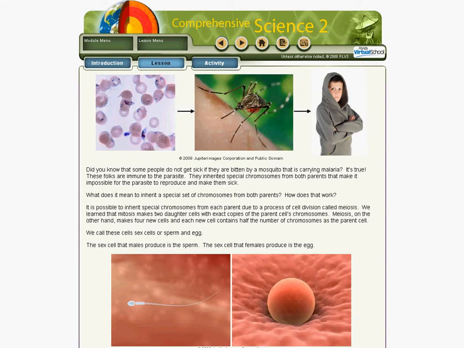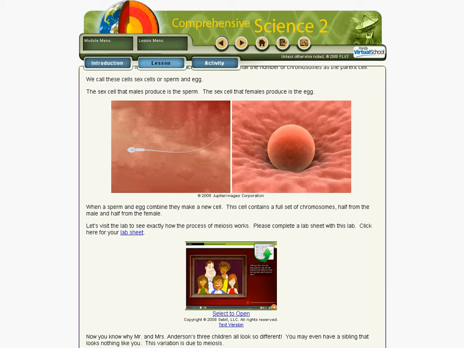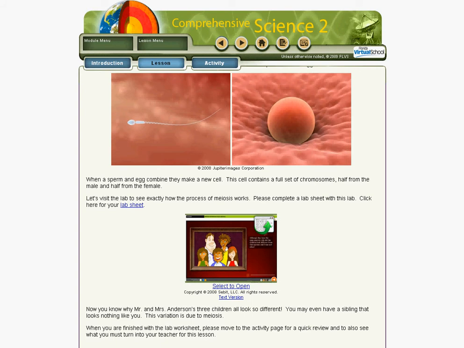We call these sex cells, or sperm and egg. The sex cell that males produce is the sperm. The sex cells that females produce is the egg. When a sperm and egg combine, they make a new cell. This cell contains a full set of chromosomes, half from the male and half from the female. Let's visit the lab to see exactly how the process of meiosis works.